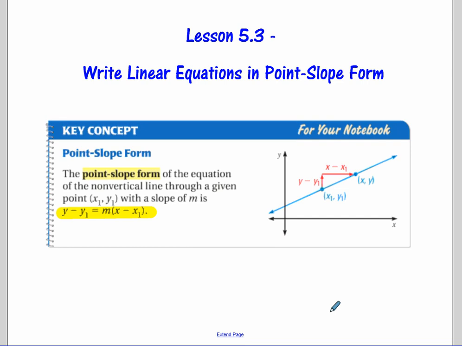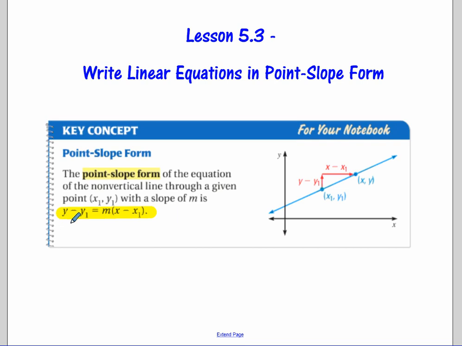Welcome to Lesson 5.3, Writing Linear Equations in Point-Slope Form. Up to this point, we've been learning how to write equations using the slope-intercept form, which is y equals mx plus b. In this video, we're going to talk about how to write it in point-slope form. Point-slope form is when you are given a point on the line and the slope, okay? And it is shown in this form right here, this highlighted part.